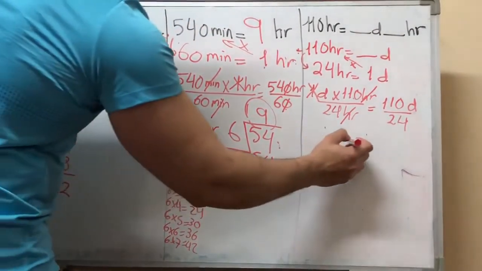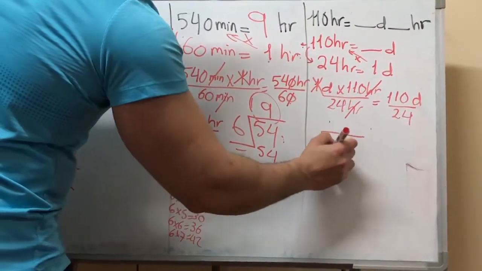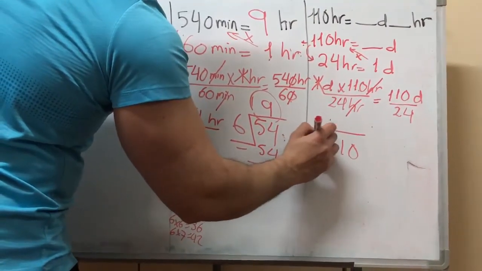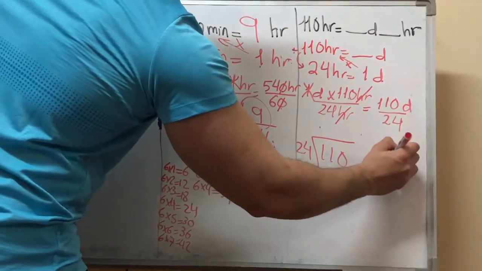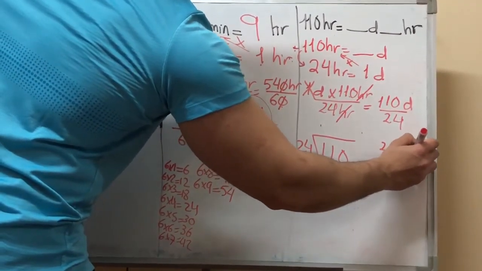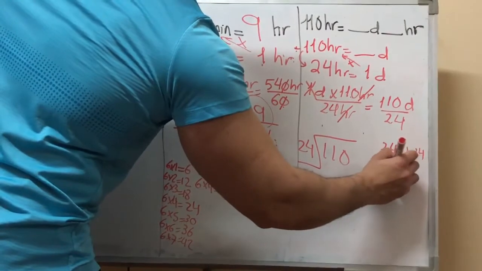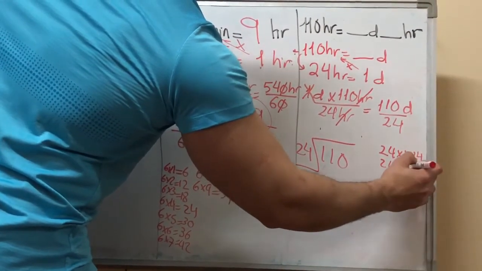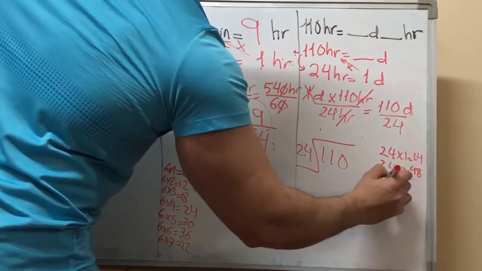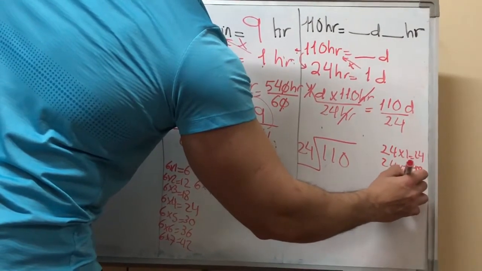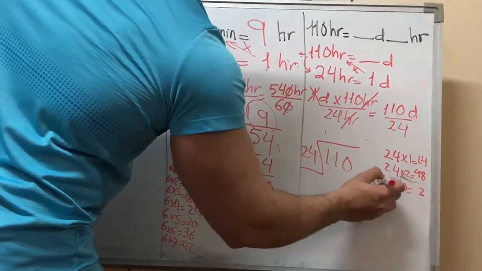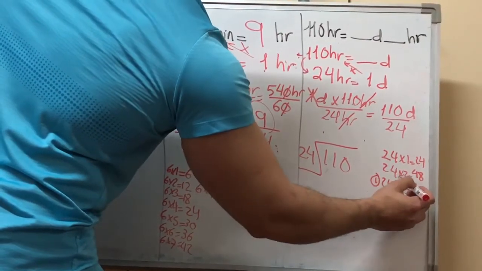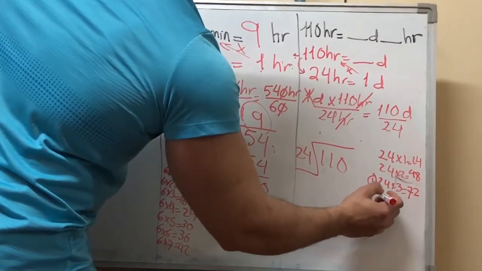Now I'm going to have to use the long division. 110 inside and the 24 outside. Timetable 24. 24 multiplied by 1 equals 24. 24 multiplied by 2 is 48. 24 multiplied by 3: 4 multiplied by 3 is 12, so it's 2 and carry up 1. 2 multiplied by 3 is 6 and 1, it's 7, so it's 72.